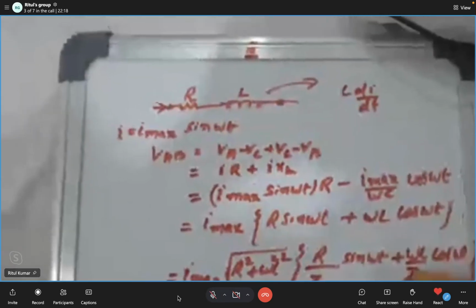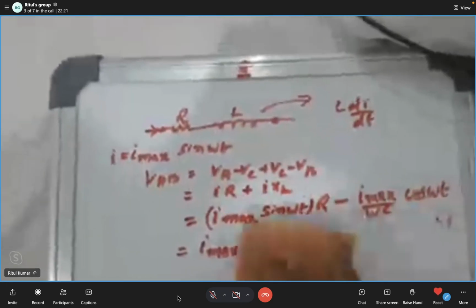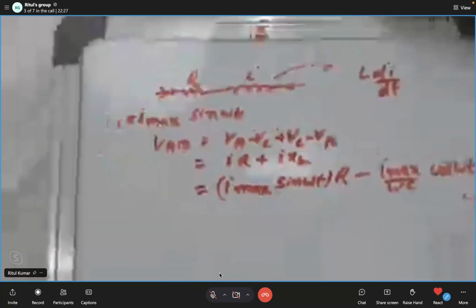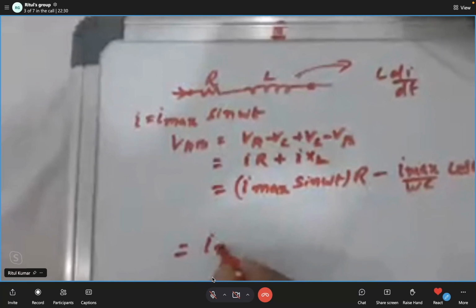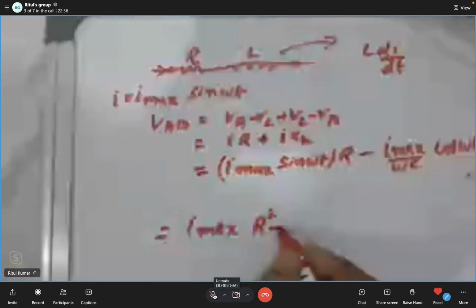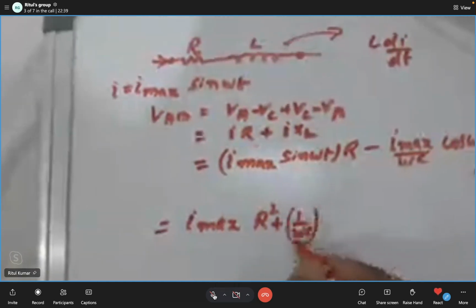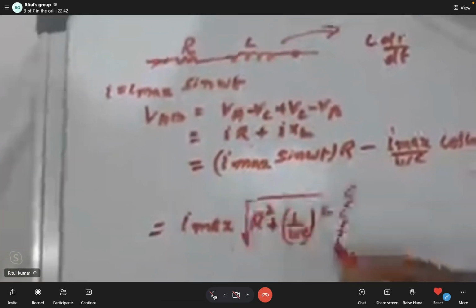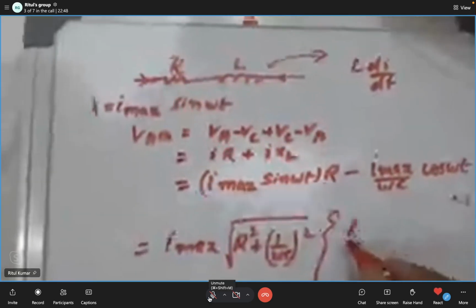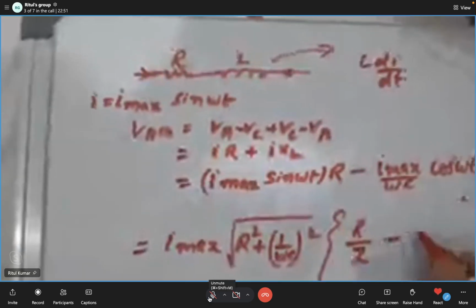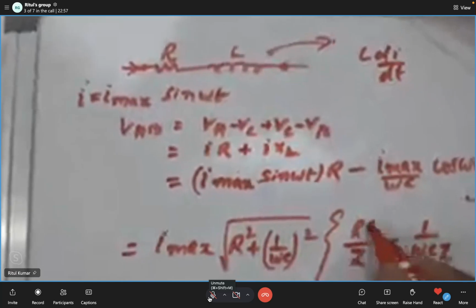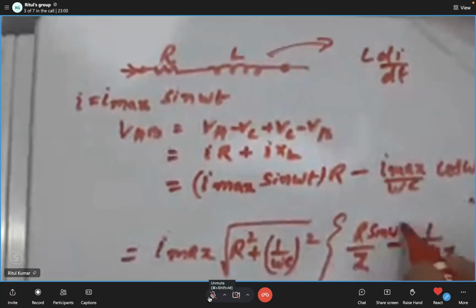What do we get then? Z as? Come on, tell me. In this case, what will be Z? Let me remove this part. We do the same mathematical manipulation, which is Imax taken out, right? This time, R square plus 1 by omega C whole square all under the root, which I'll write as Z, correct? Yes, sir. R by Z minus 1 by omega C Z. First one is with sine, second one is with cos. This is with sine, and this one is with cos.